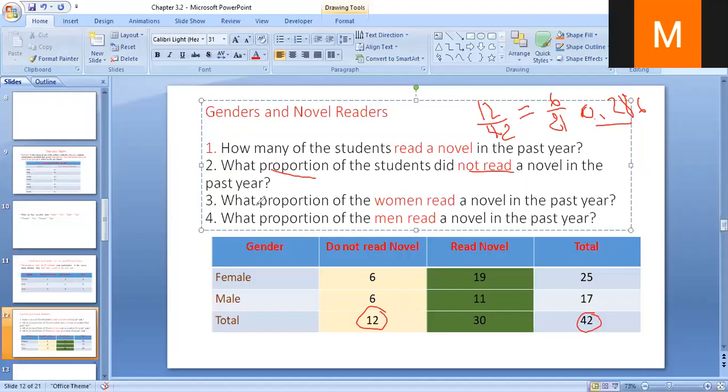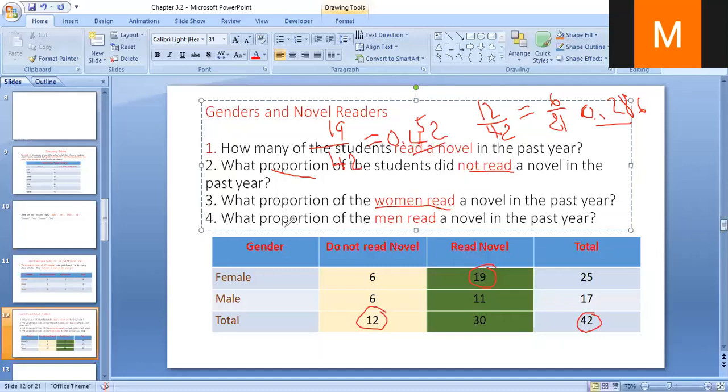You divide it. And number 3, what is the proportion of women who read the novel? The women, the females who read, is 19. So 19 divided by 42, you will get 0.452. This is the proportion of women who read the book.